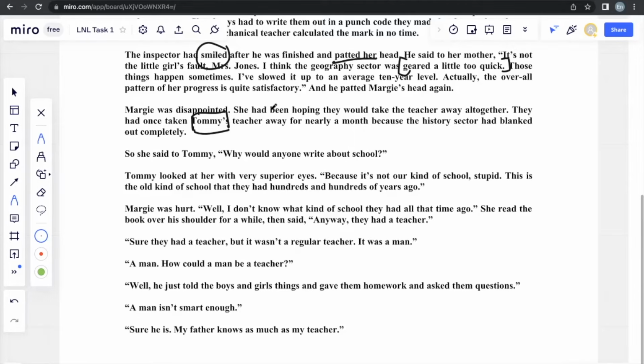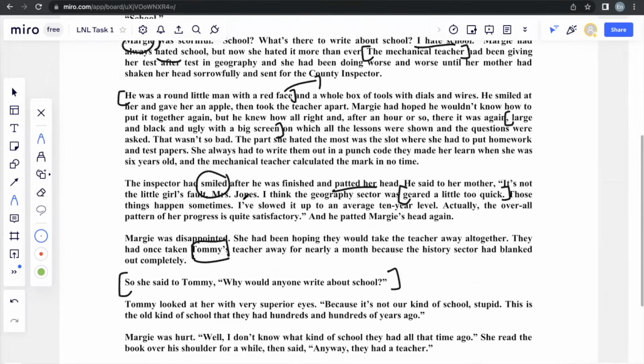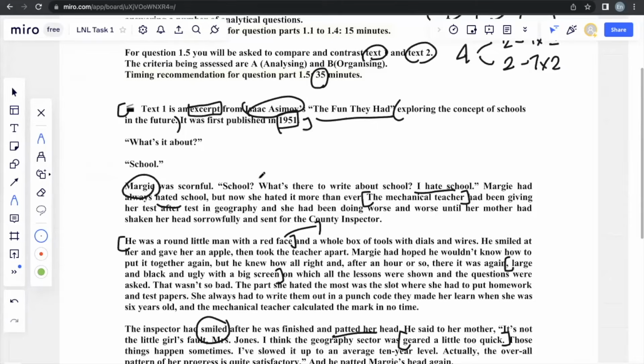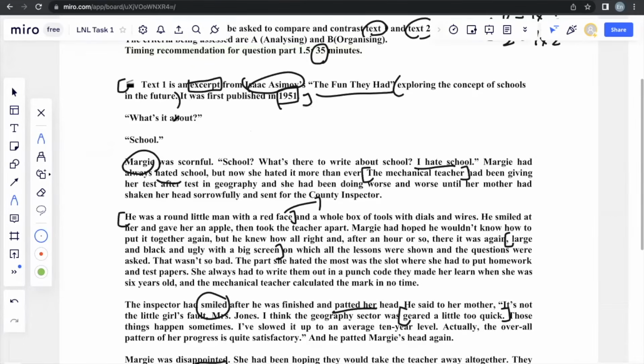So she said to Tommy, "Why would anyone write about school?" And this phrase itself may feel confusing because this entire text is just an excerpt, it's not the entire novel. But if we look at the beginning of the excerpt, it's a bit easier to tell what they mean by that phrase. So we can see a bit of a dialogue here.